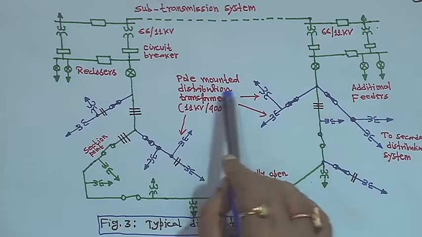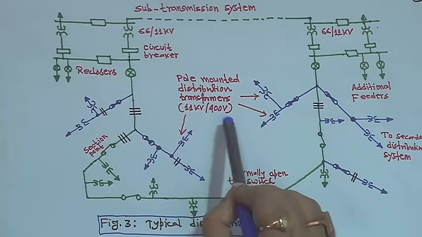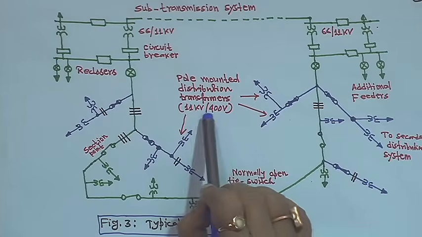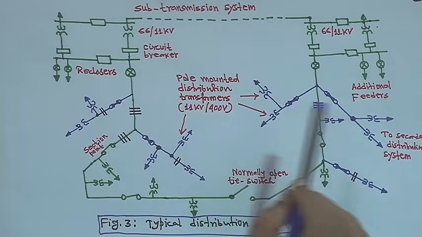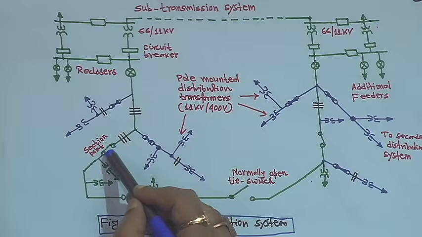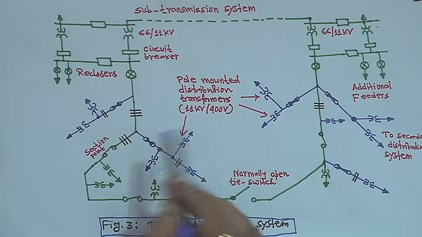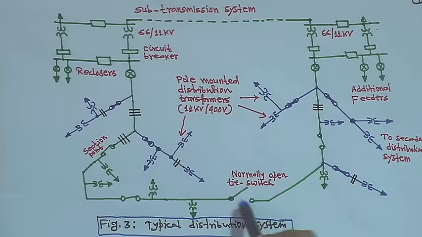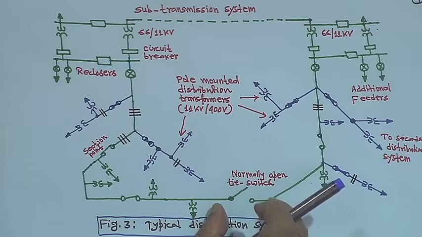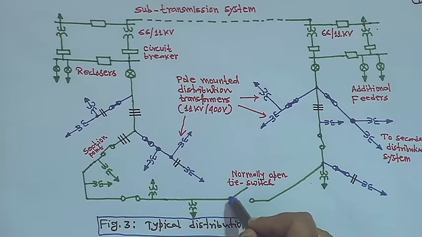And all these transformers are pole mounted distribution transformers, which I have written as 11 kV by 400 volt, it may be 11 kV by 430 or 440 volt also, right. These are section points, they may be closed, or they may be open, right. Another thing is this normally open tie switch, right. This is a 3-phase line, but one sectionalizer will be there, right, if you want to operate manually.